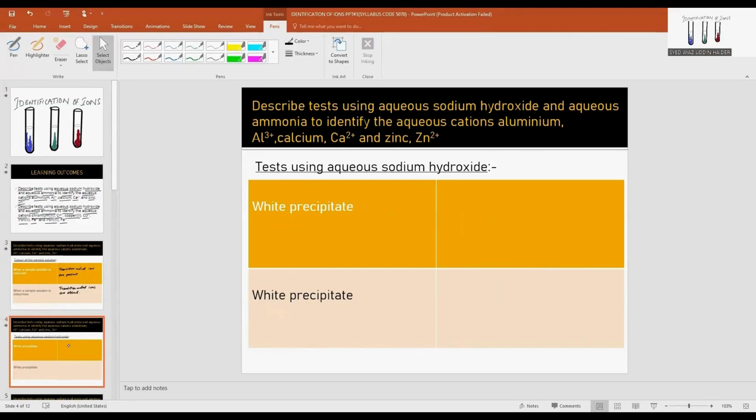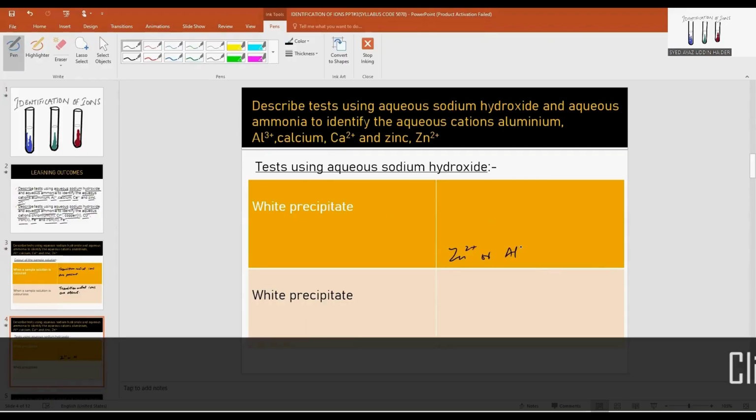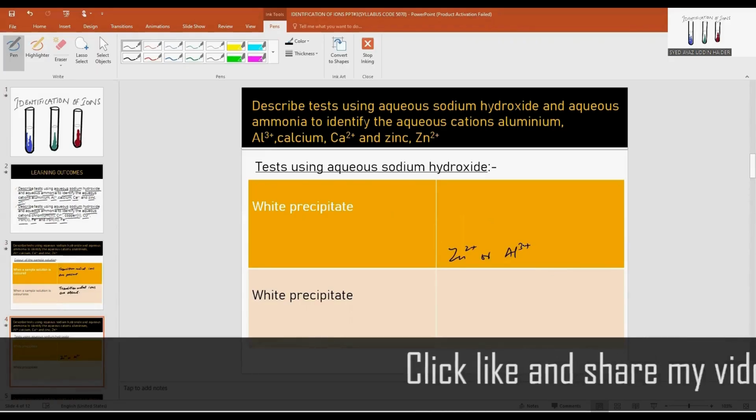First, I will talk about the test for a colorless sample. Test and result with aqueous sodium hydroxide will be like this. White precipitate. If this precipitate dissolves in excess of sodium hydroxide, then it contains one of these ions, Zn2+ or Al3+.